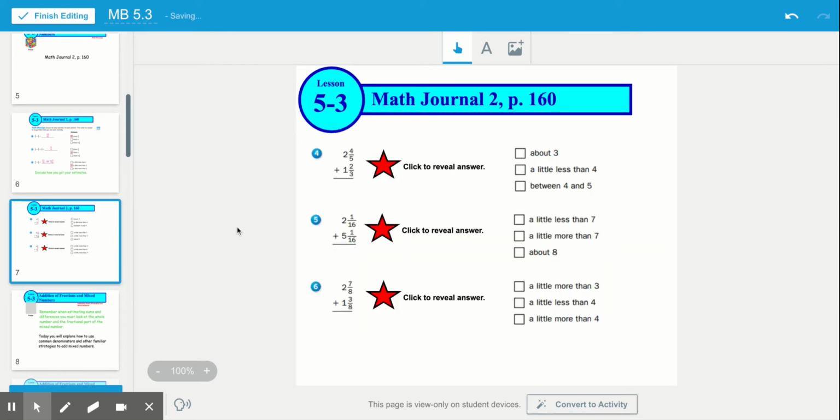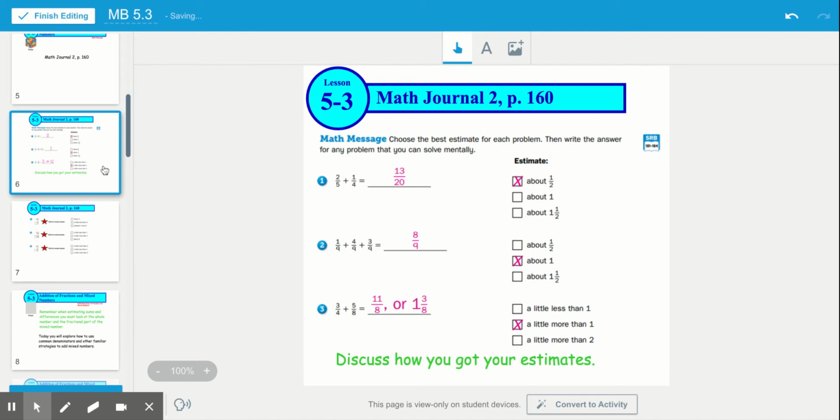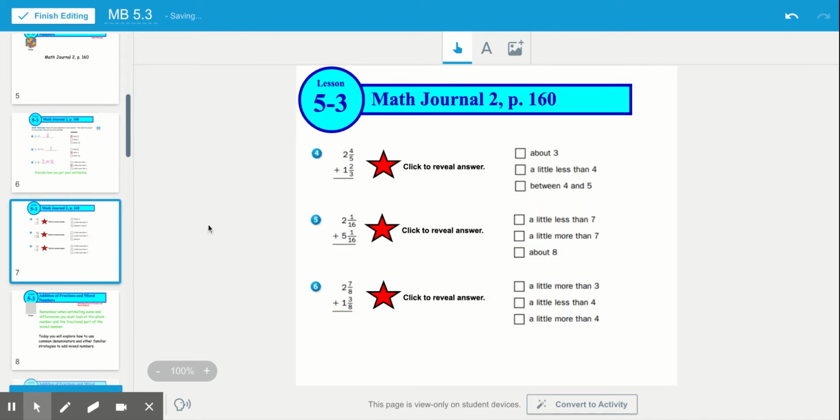We've got 3 more here to do. We've got problems 4, 5, and 6. You'll see they're written a little bit different than our previous ones. 1 through 3 were written horizontally, and 4 through 6 are written vertically. So you'll see number 4, you've got 2 4/5 plus 1 2/3. Number 5, 2 1/16 plus 5 1/16. And 6, you have 2 7/8 plus 1 3/8. Don't forget to do your estimation and solve them if you can.